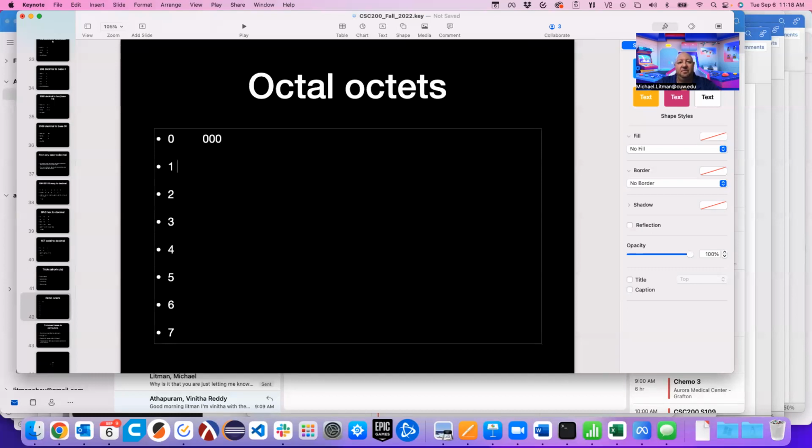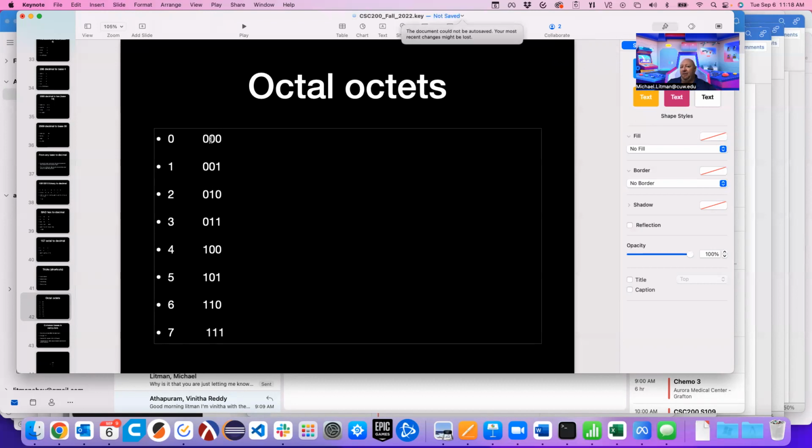0, 0, 0. 0, 0, 1. 0, 1, 0. 0, 1, 1. 1, 0, 0. 1, 0, 1. 1, 1, 0. 1, 1, 1. I promise you, if you go and do the conversion, these are the binary equivalents of these 8 octets.